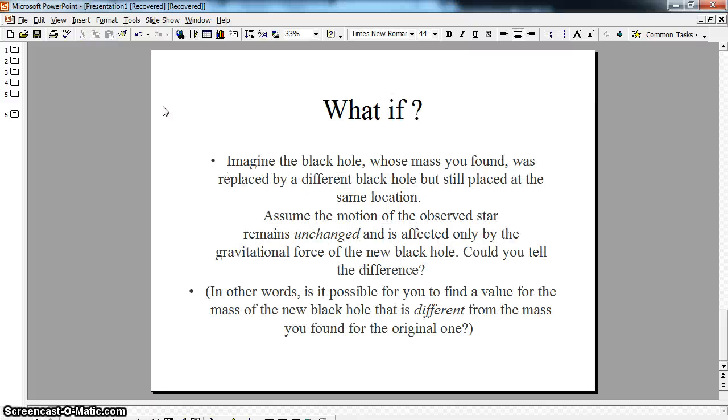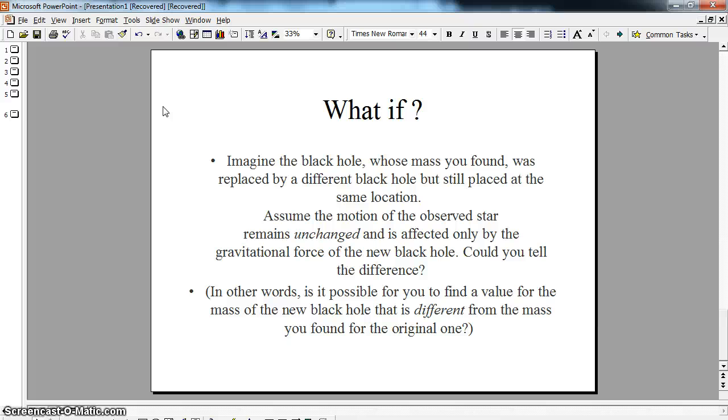So what if our black hole was replaced by a different black hole, but in the same position, and the motion of the observed star is unchanged, and we're assuming that this new black hole has a different mass? How could we tell the difference? In other words, is it possible for you to find a value for the mass of the new black hole that is different from the mass you found for the original one?